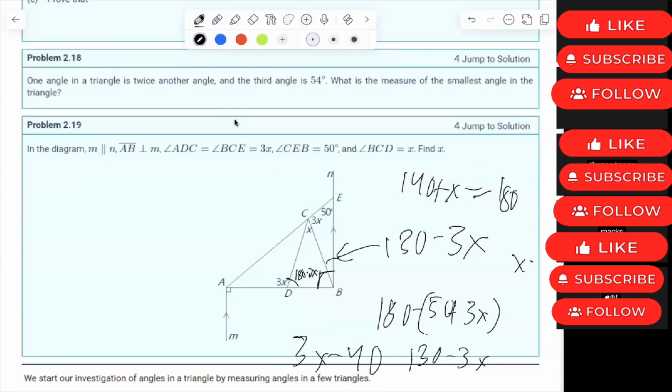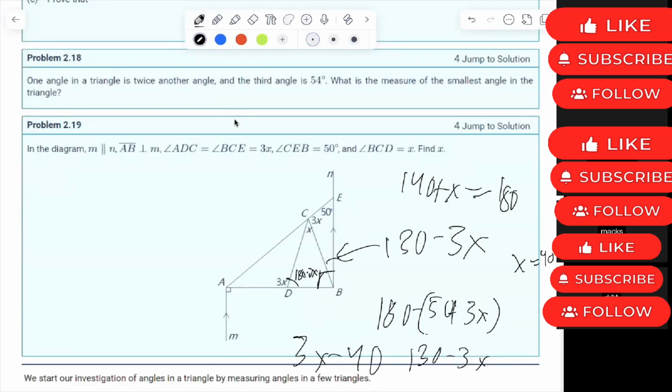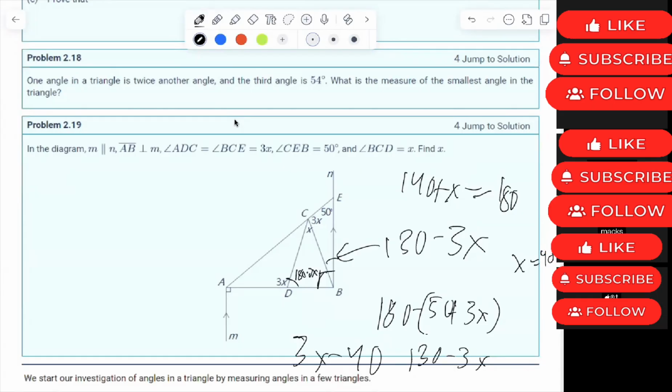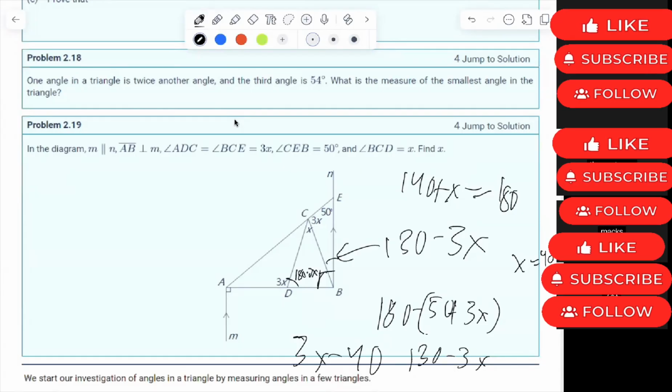And then x is equal to 40 degrees, if I'm right. Am I doing this right? Let's see. This is 130 minus 3x, that's 10 degrees. 120. Yeah, I'm doing this right. And that's how you solve it.